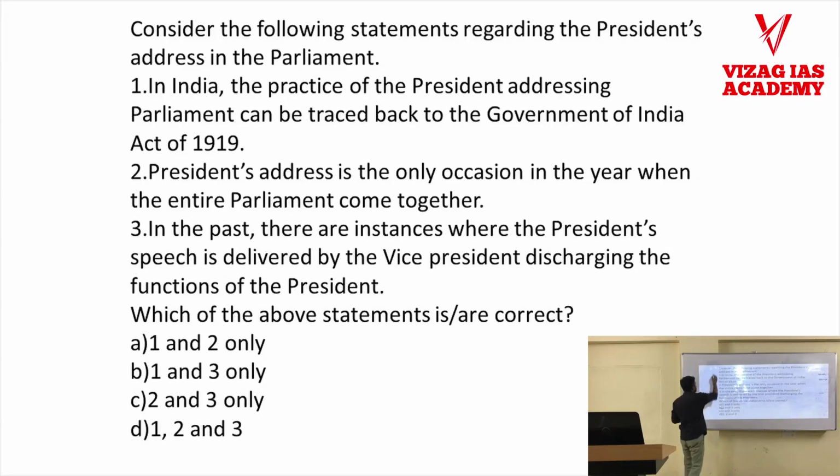So the next question, consider the following statements regarding the president's address in the parliament. So the president addresses on two occasions. What are those two occasions which we have discussed in the class?